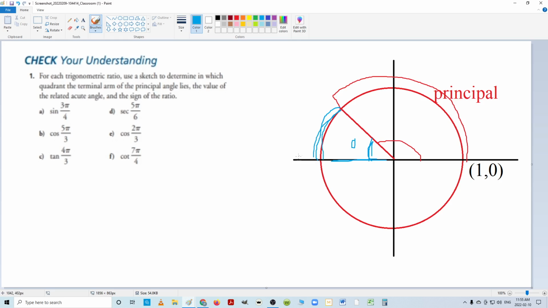Why do we like to work in acute angles? Because if you can figure out the first 90 degrees, you can figure out the rest of the triangle. Now, that takes a longer video to explain.